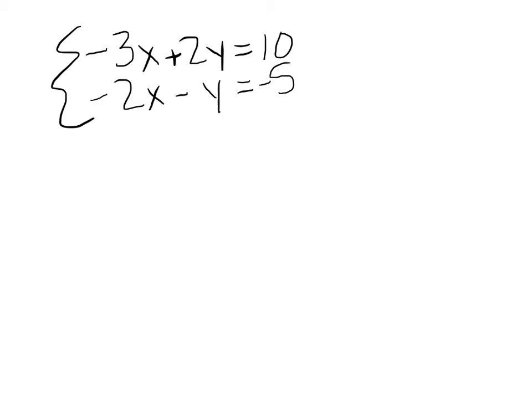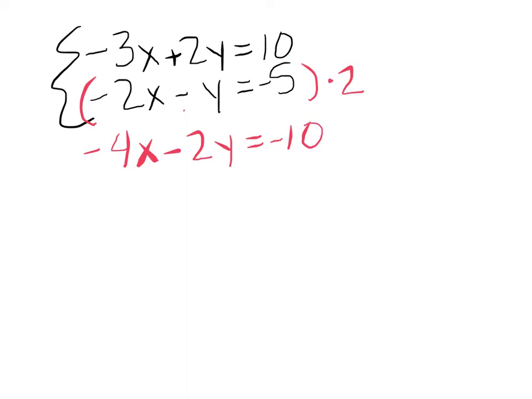The opposite of 2y is negative 2y. And so if I multiplied that second equation by 2, I would have negative 2. I already have the negative sign that I need. I just need to get a 2 with it. So we multiply everything by 2, we're going to end up with negative 4x minus 2y equals negative 10.